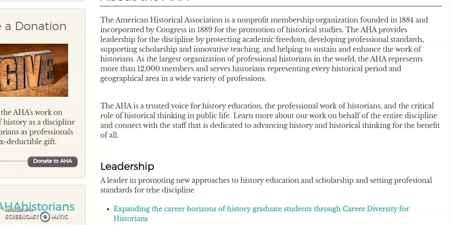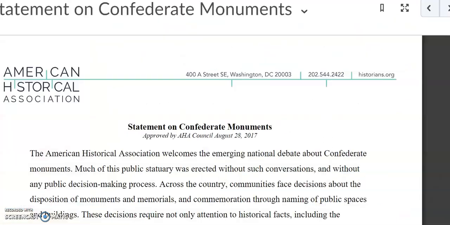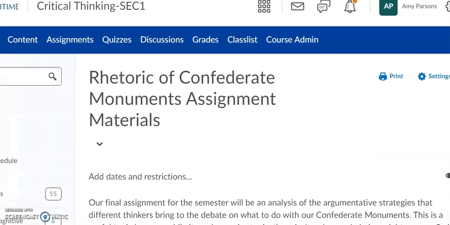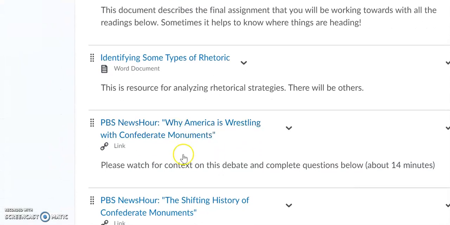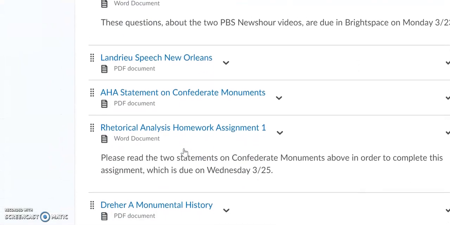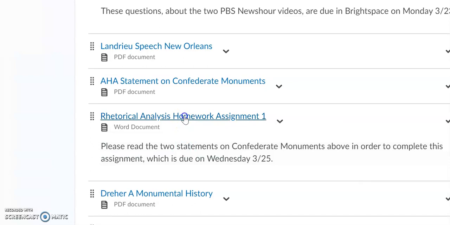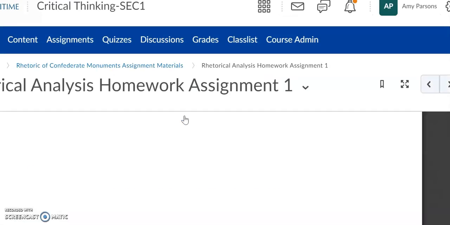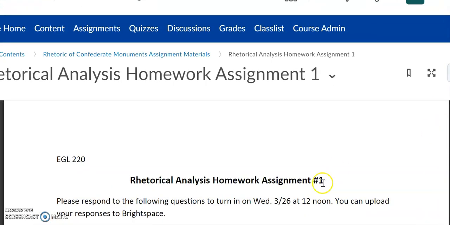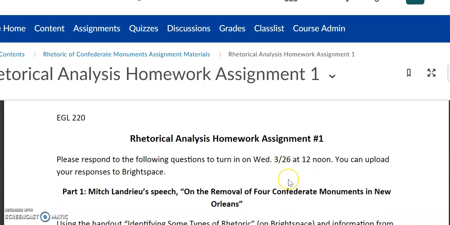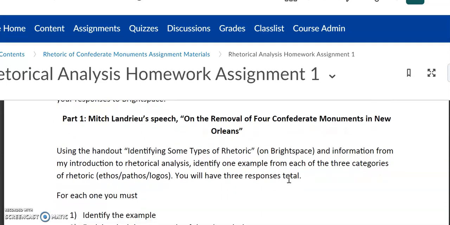I'm going to go back to the Brightspace page. Very quickly, and then just open up this document right here. This is what you are doing by Wednesday. Oh my gosh, look, it says the 26th. Wednesday the 25th. What a piece of work I am.